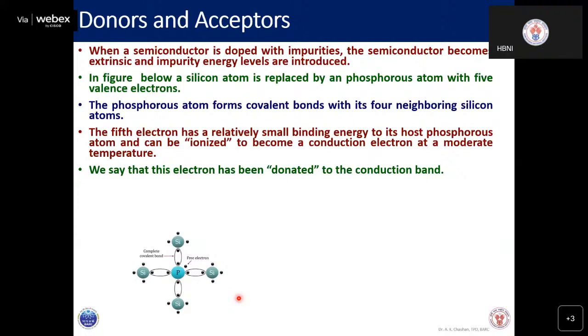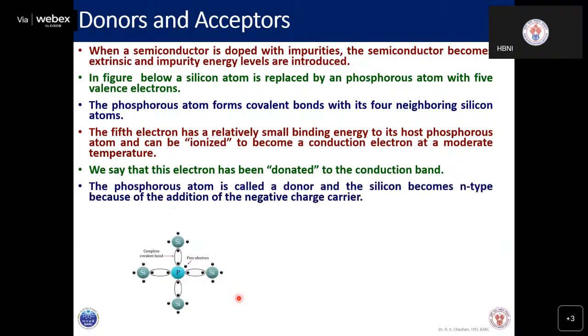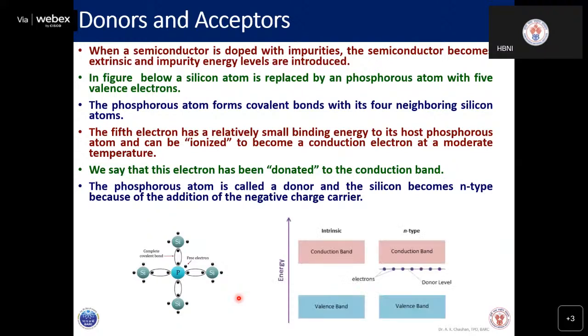So now why do we call it a donor? Because effectively we can say that this electron has been donated by phosphorus to the lattice or to the material. So the phosphorus atom is then called a donor, and silicon becomes N-type, because N-type means it has negative charge carriers. It now has extra electrons, and that's why it is called N-type.